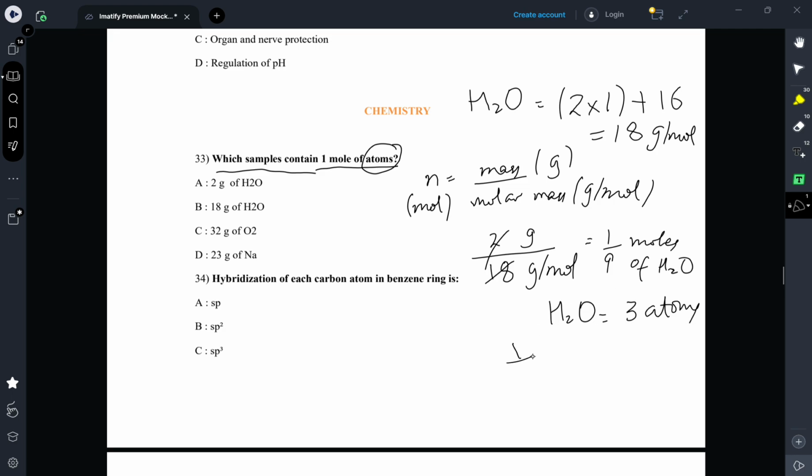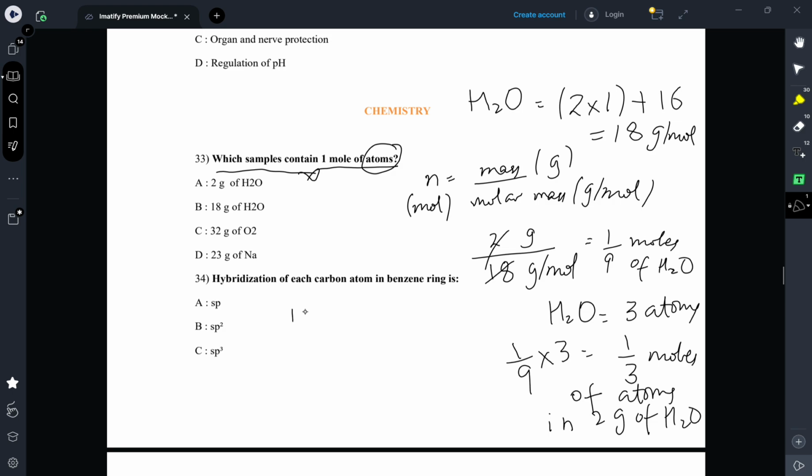So we must multiply 1 over 9 with 3, and the answer we get is 1 over 3 moles of atoms in 2 grams of H2O. The question says which contains 1 mole of atoms, and here we have 1 by 3, so of course this one would be wrong.